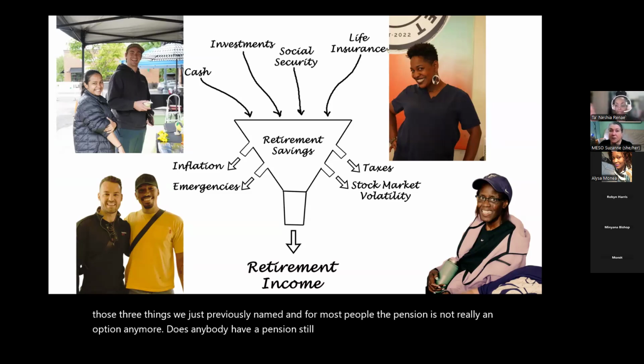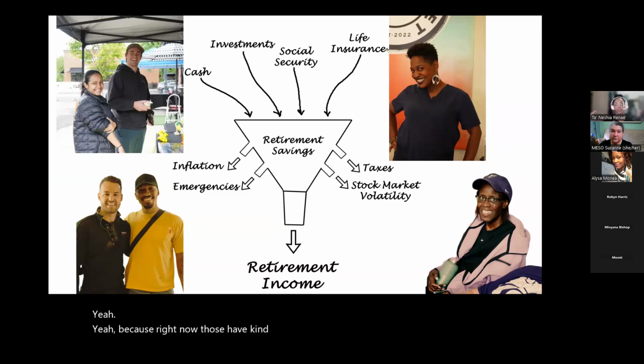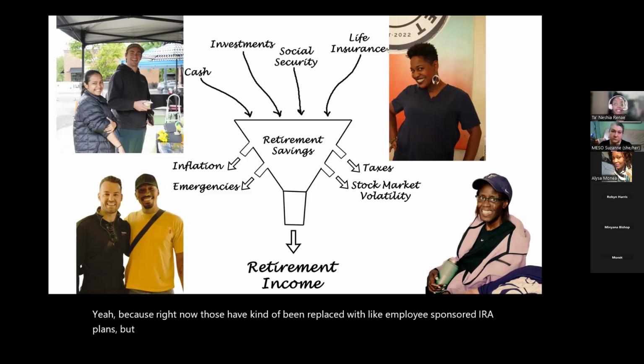If you do, like throw ones up or My husband has a pension. It's not very big, but he gets a pension because he works for the city. Yeah, it's so rare. I certainly don't. Yeah, because right now those have kind of been replaced with employee sponsored IRA plans. But this means that you still probably need to have other savings in order to live at your current lifestyle when you stop working.